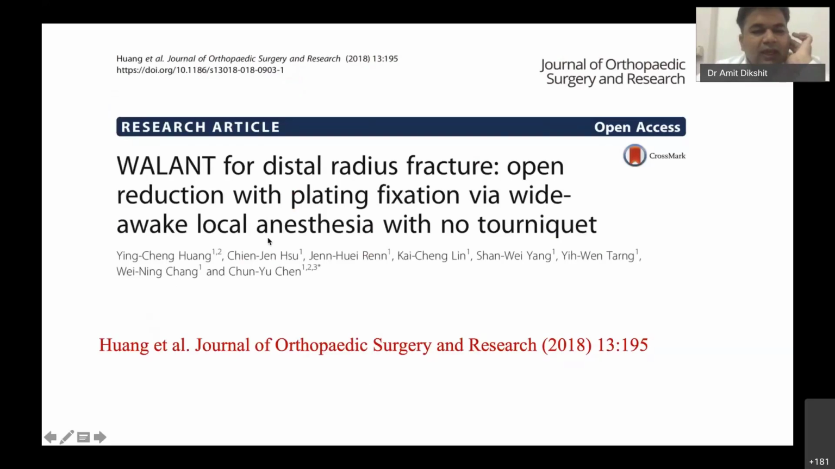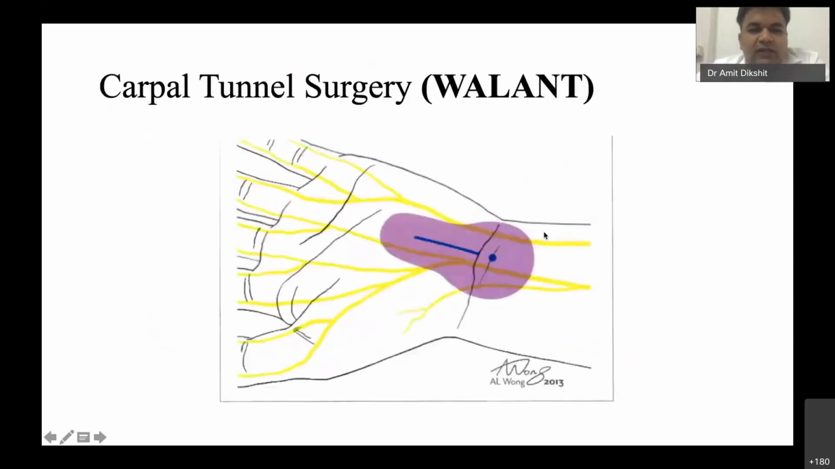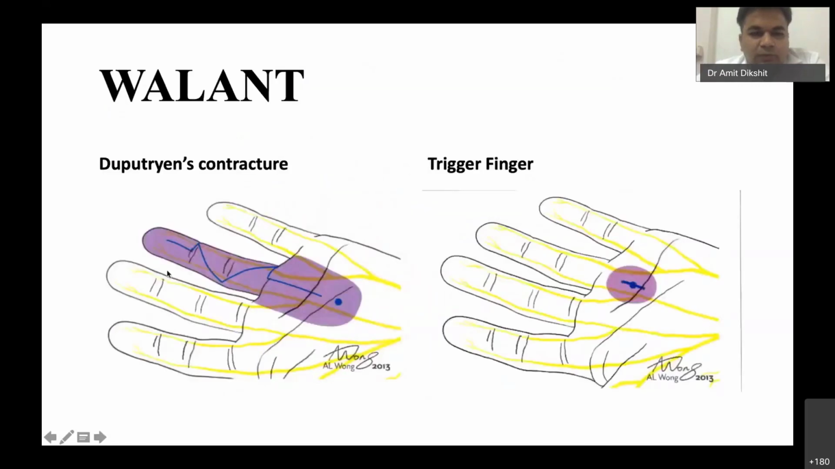This is again an article in 2018 where WALANT was used for even open fractures. This is WALANT infiltration for carpal tunnel release, and how the local infiltration needs to be done is described in the article. Again, WALANT solution for Dupuytren's contracture release and trigger finger release. So it can be done in a very scientific way.